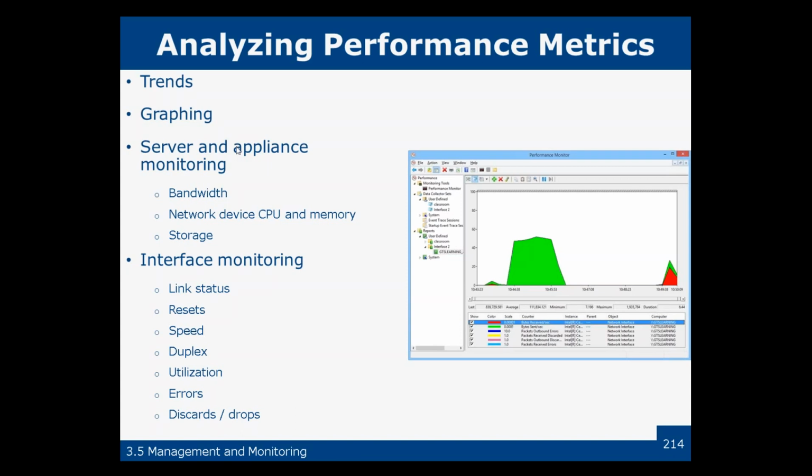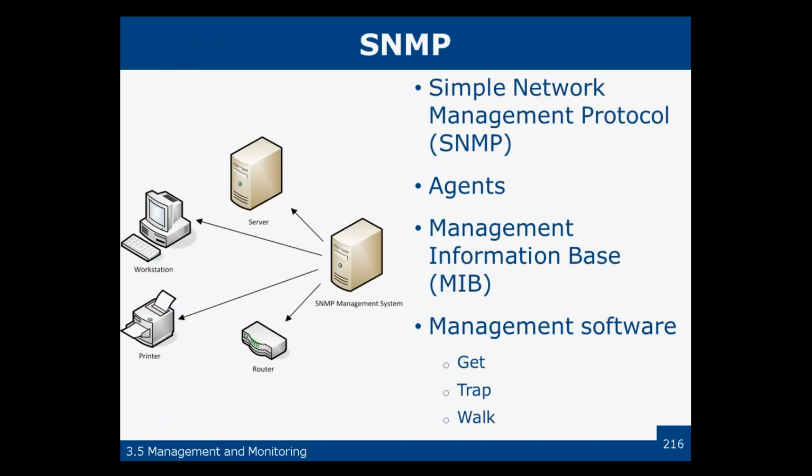Discards and drops. An interface may discard incoming or outgoing frames for a number of reasons, including checksum errors, mismatched MTUs, and packets too small or too large. The too small are called runts, and the too large are called giants. And those will get dropped because the system doesn't know what to do with them.